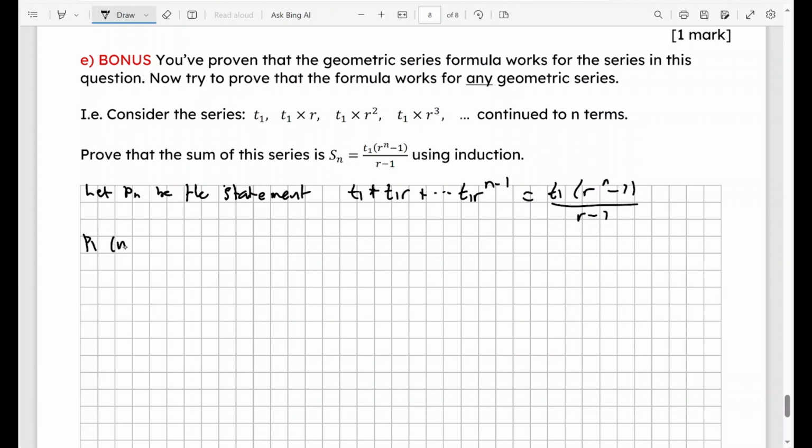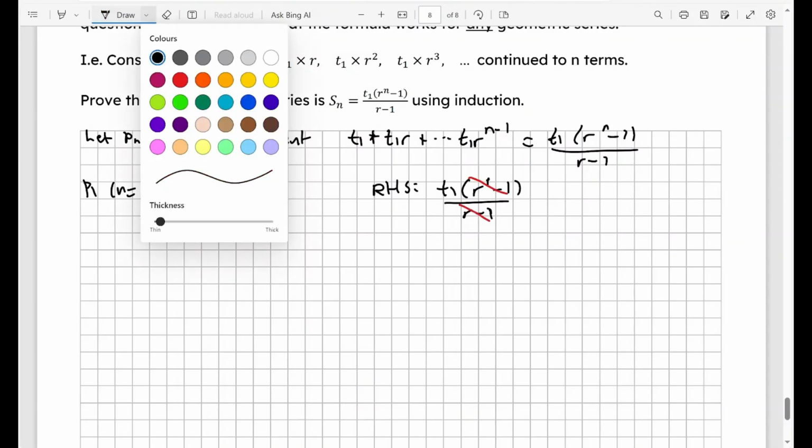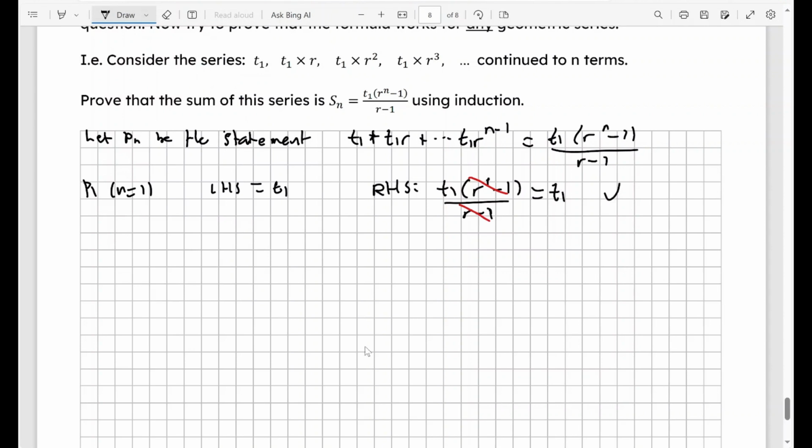P1, or in other words, n equals 1. On our left-hand side, we're going to get T1, that's it. And on our right-hand side, we're going to get T1 R to the 1 take 1 over R take 1. Now these two will cancel off. So you're just left with T1. Therefore, P1 is true.